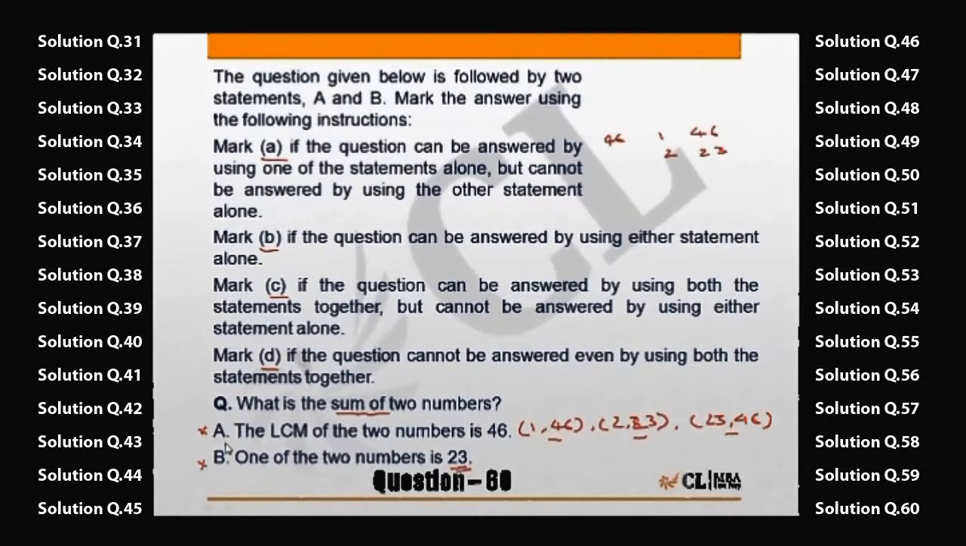But when we combine the two of them, the three cases are these. 23 is one of the numbers. If 23 is one of the numbers, that means this case goes out. But here the sum becomes 25. Here the sum becomes 69. Insufficient data. The correct answer should be choice D. We don't know which of these two should be the correct answer.